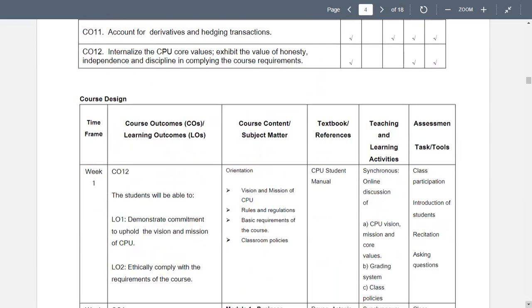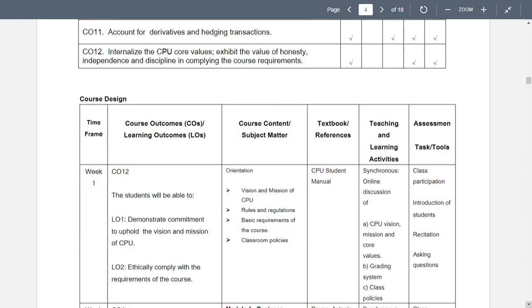For week 1, first we have course outcome number 12, always to be considered. Students will be able to, under learning objectives, 1, demonstrate commitment to uphold the vision and mission of CPU.